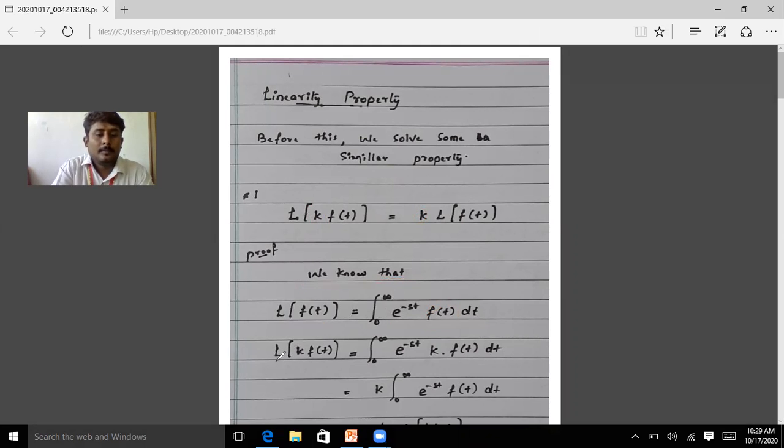Here the Laplace transformation of a constant value into function is equal to the integral over 0 to infinity of e to the power minus st k into f of t dt. The constant will remain the same in any integration formulas. Okay, it remains the same, that's why we take the constant k outside as it is, and the remaining function is integrated over 0 to infinity, e to the power minus st f of t dt.